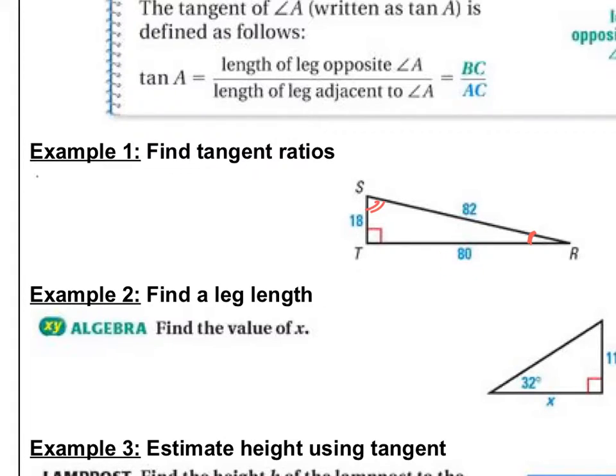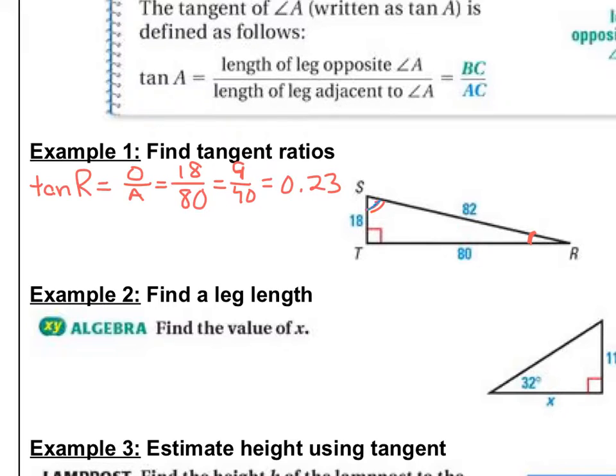So when we are finding the tangent of R, again, it is opposite over adjacent. We would do 18 over 80. And yes, you will want to simplify that down. You could say it's 9 over 40. And let's also give a decimal approximation of it, and it would be 0.23. That would be the tangent of R.